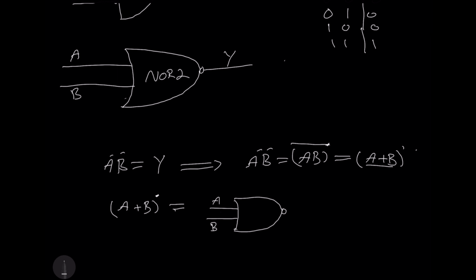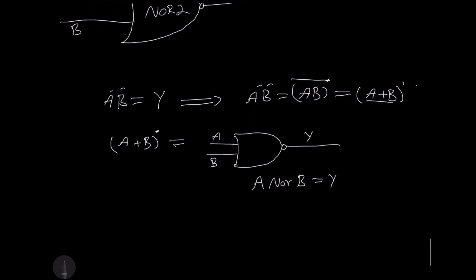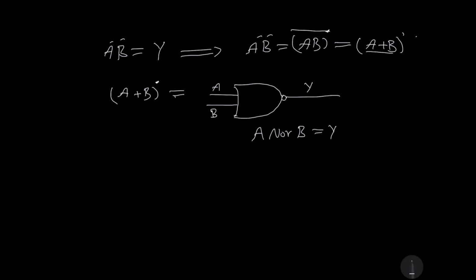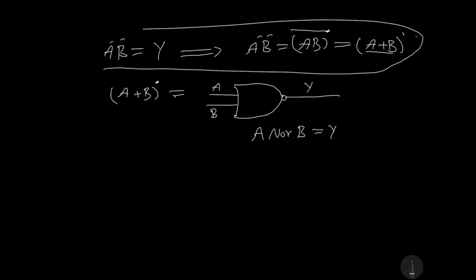A NOR B. We call it A NOR B equal to Y. So that is our new logic gate after we added two inverters to the input side of an AND gate. Don't worry about these Boolean expressions right now. We will talk about these things later on, but right now we will just focus on how to invert the inputs of a logic gate.